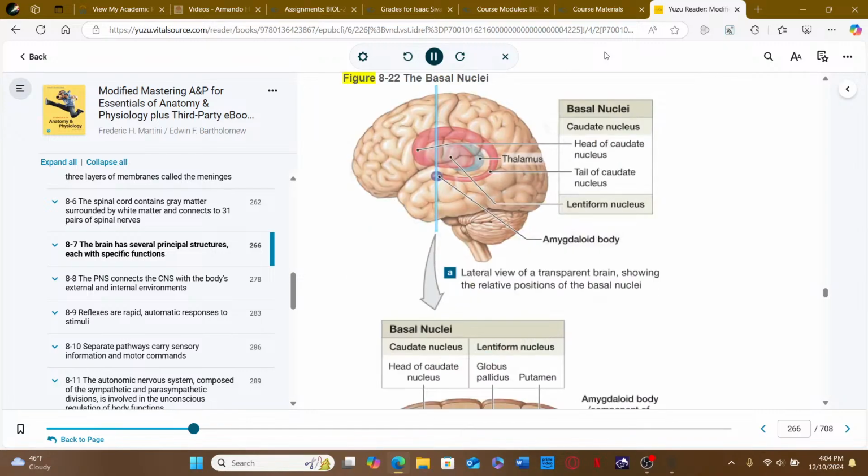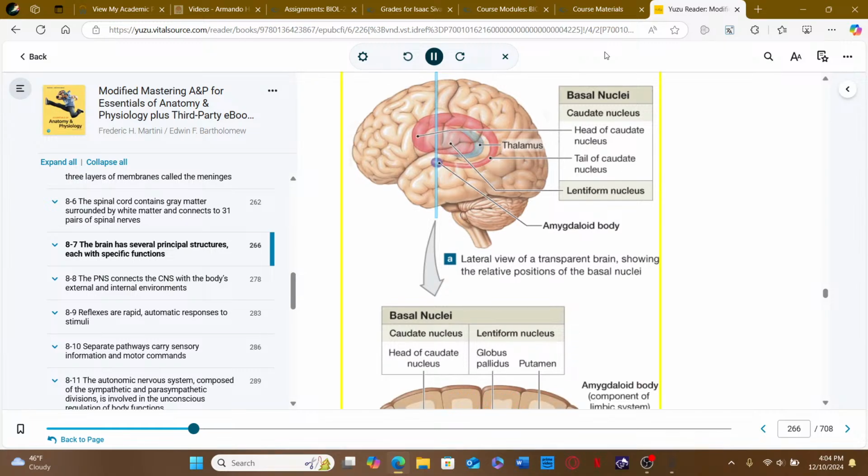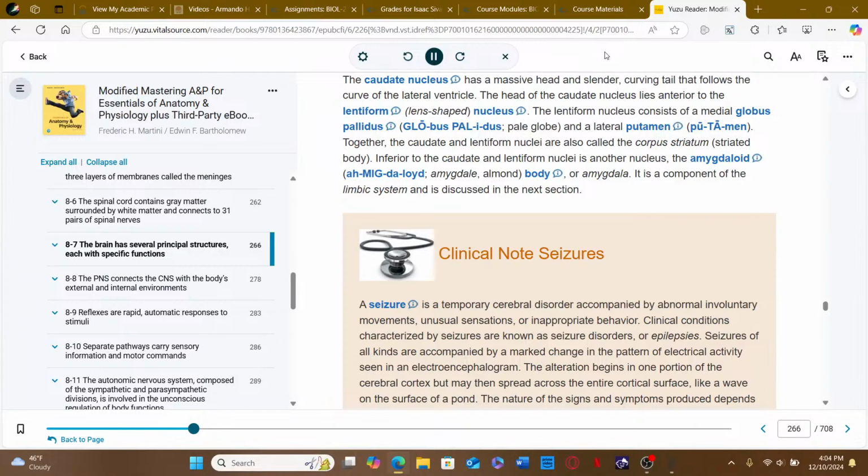Figure 8-22. The basal nuclei. The relative positions of basal nuclei in the brain. Figure 8-22. Full alternative text.